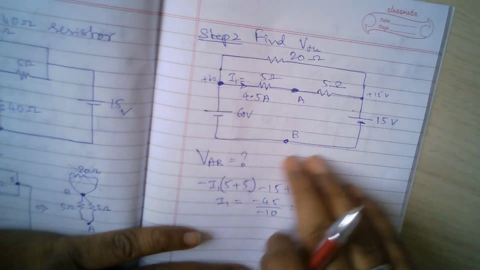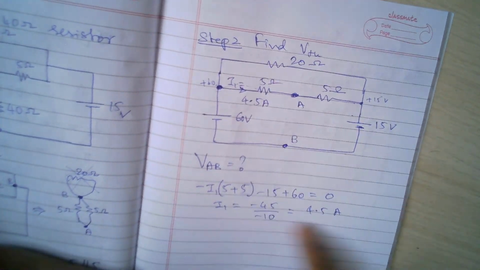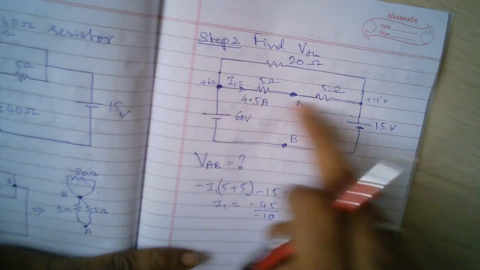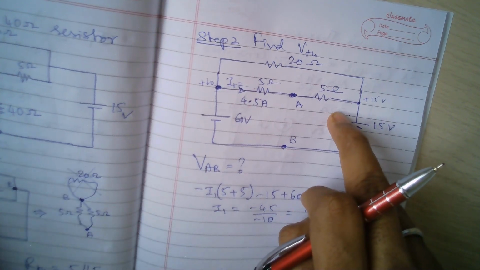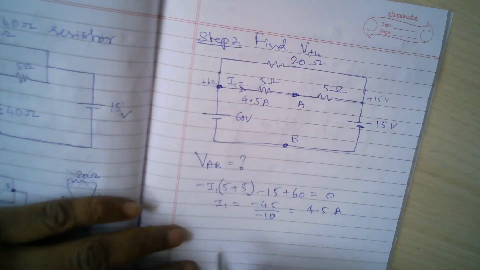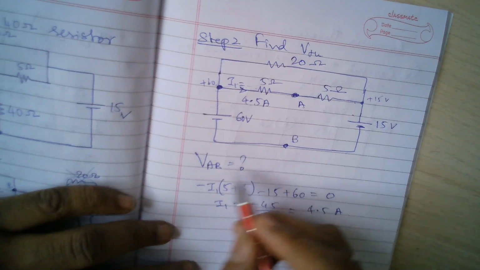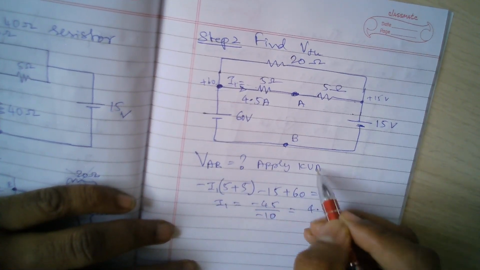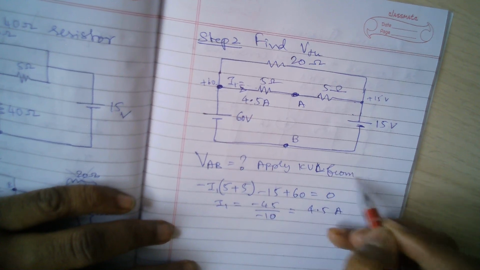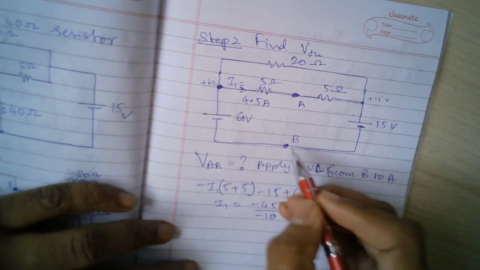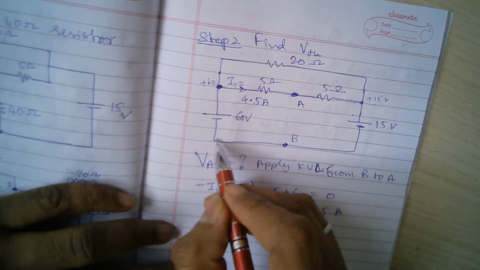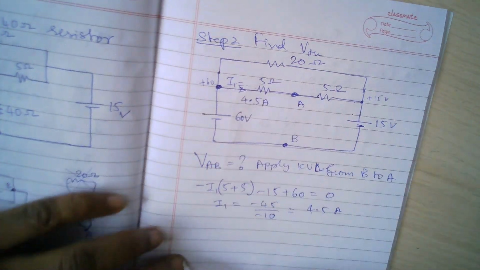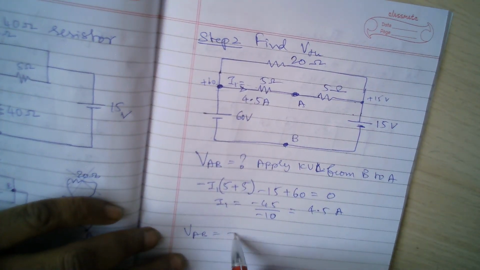See, after getting some experience, you don't have to write all these equations. With just observation you can write it. Now how to find VAB? Simply apply Kirchhoff voltage law, KVL, from B to A. So I start at B. I go left, I increase 60 volts. So VAB is equal to plus 60.